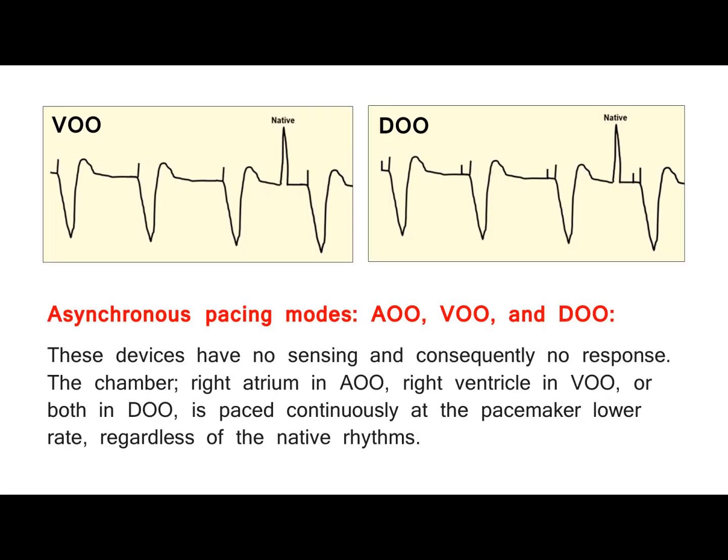Asynchronous pacing modes, AOO, VOO, and DOO. These devices have no sensing and consequently no response. The chamber, right atrium in AOO, right ventricle in VOO, or both in DOO, is paced continuously at the pacemaker lower rate, regardless of the native rhythms.